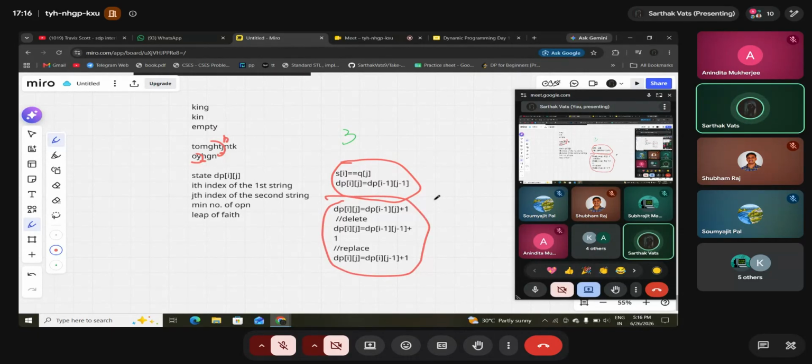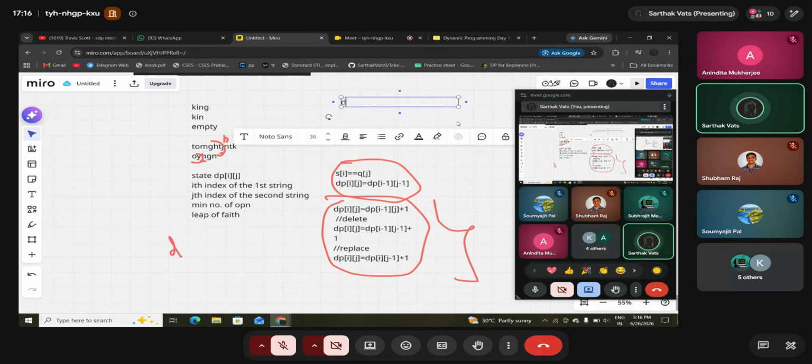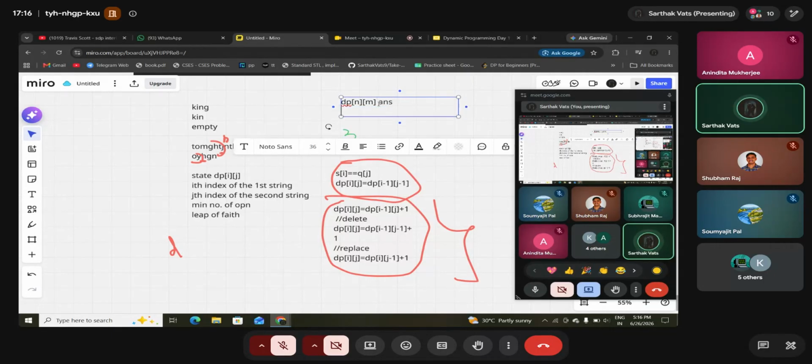And accordingly we would consider the minimum, out of these three we would take the minimum, and finally our answer is going to be dp of n, m, if the length of string 1 is n and the length of string 2 is m. So this is going to be our answer. And I hope I'm clear with the question.